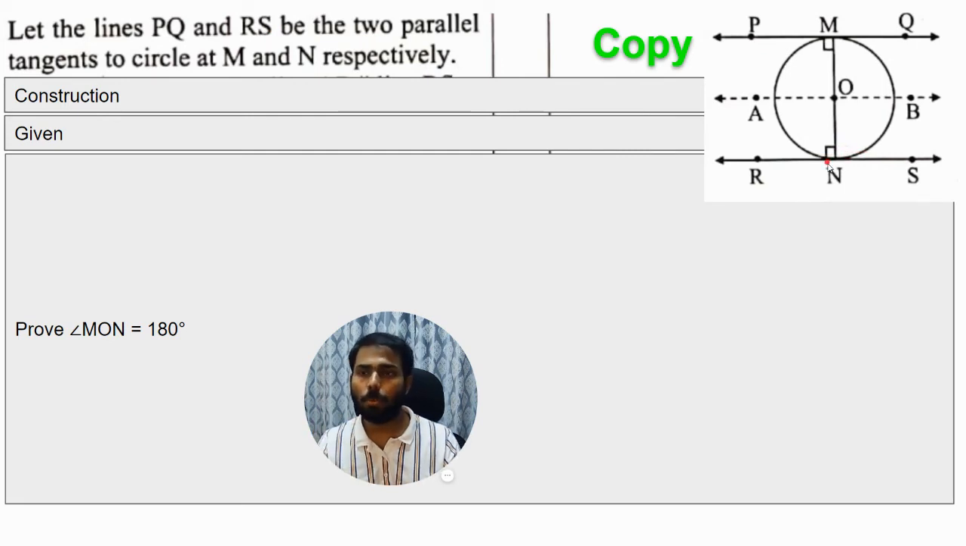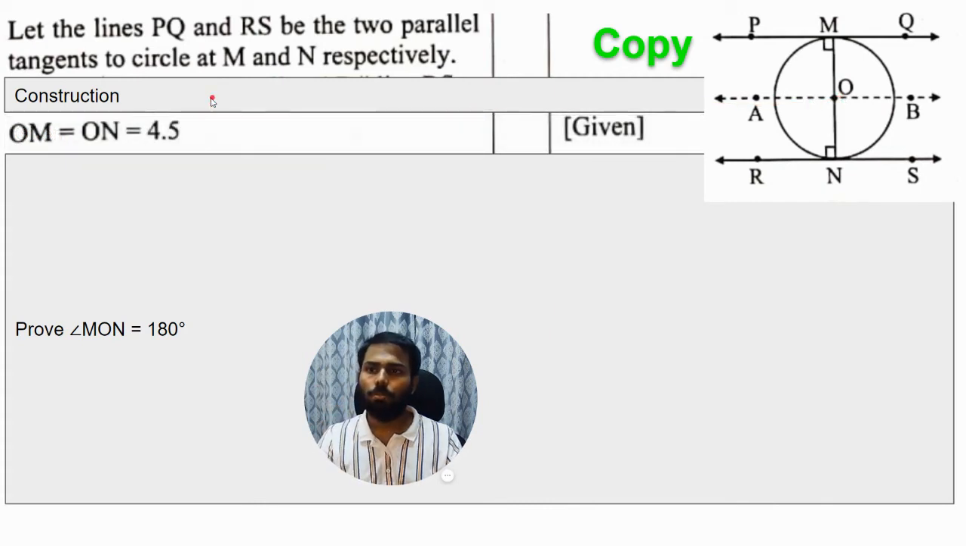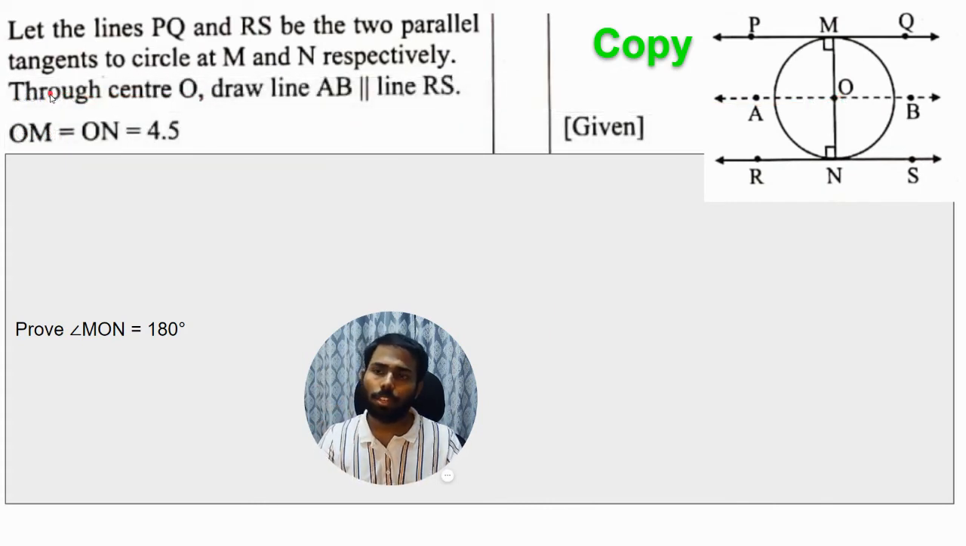Now you talk about the construction. क्या construction किया तुमने? You have constructed through center O draw line AB parallel to RS. तो यहाँ पे center O है, वहां से तुम लोग ने एक line draw किया है which is line AB and that is parallel to line RS. If you have drawn this construction, only then you will be able to solve it further and prove that angle MON is 180 degrees.